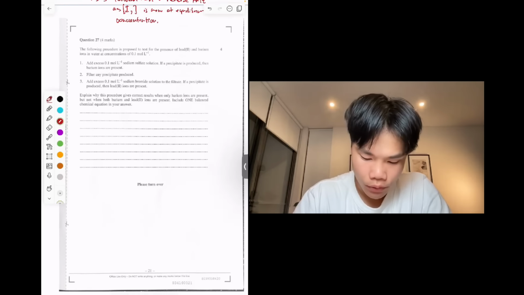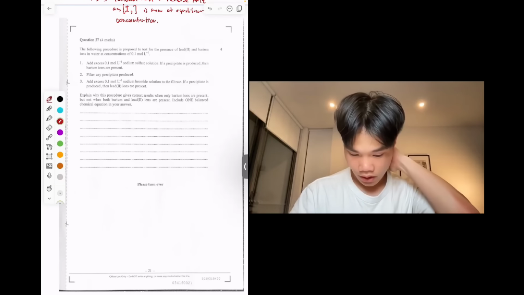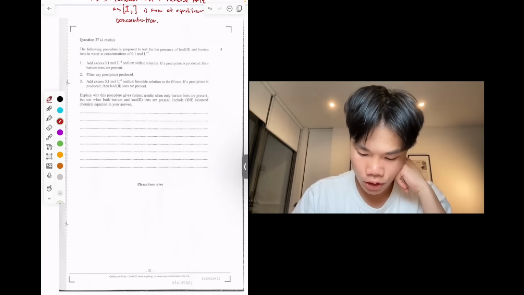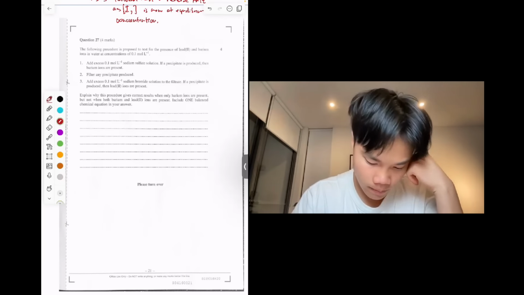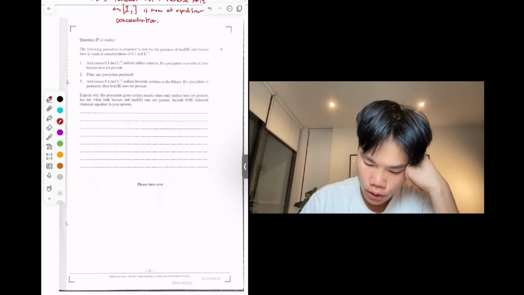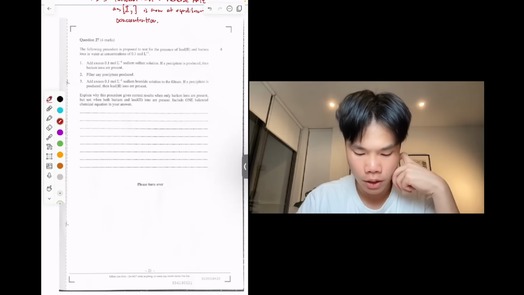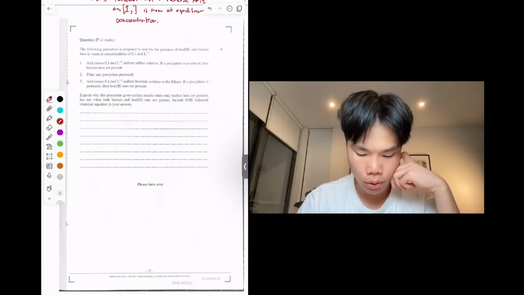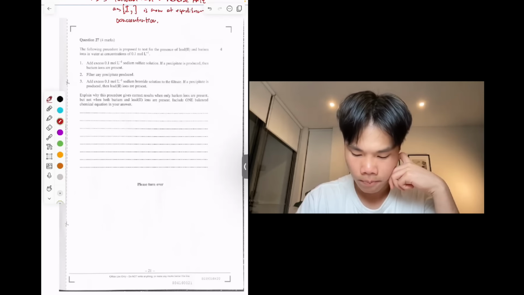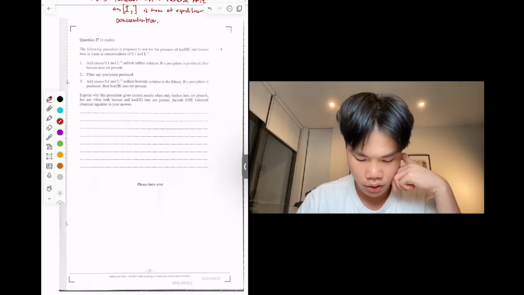Question 27. The following procedure is proposed to test for the presence of lead-2 and barium ions in water. Concentration 0.1 mole per liter. So you have 3 steps. Add excess 0.1 mole per liter sodium sulfate solution. If a precipitate is formed, then barium ions are present. Filter any precipitate produced, and add excess 0.1 mole per liter sodium bromide solution to the filtrate. If precipitate is produced, then lead-2 ions are present. Explain why this procedure gives correct results when only barium ions are present, but not when both barium and lead-2 ions are present. Include one balanced chemical equation in your answer. Okay.